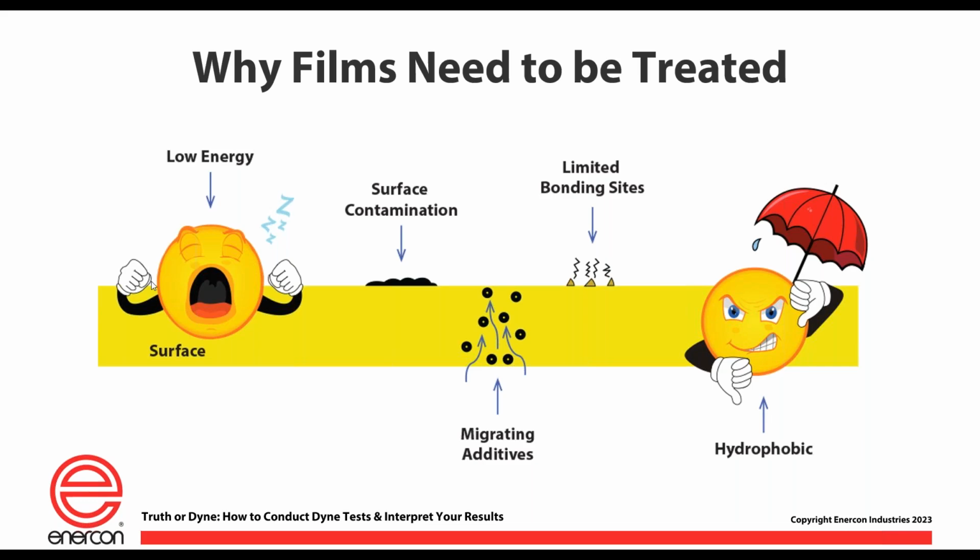And at the end of the day, a corona treater's number one job is to get the surface prepared so it can wet a liquid. These low energy films contain things like surface contaminations and limited sites for bonding. They're really hydrophobic. They don't have any affinity to liquid at all. On top of that, as they age and as they're created, many of them will have migrating additives that come to the surface. If you look at the slide on the screen now, you can see that from a wetting perspective, this is not a good surface to deal with without some sort of surface treatment.